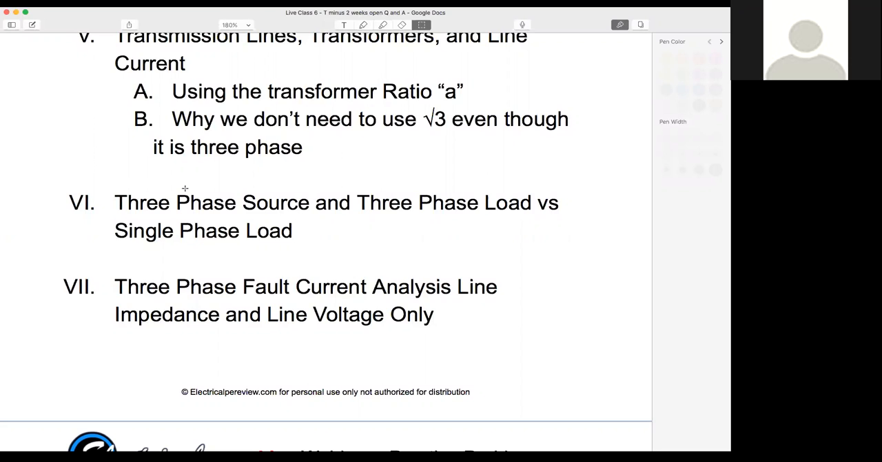And I had a couple of people send me example questions, and same thing, they're just asking, hey, it's a single phase load. Do I use line voltage? Do I use phase voltage? How do we know? So we're going to revisit that one more time. We'll draw them both out.